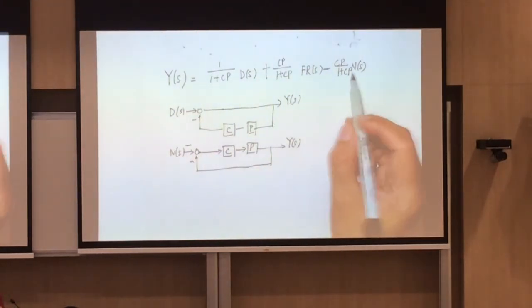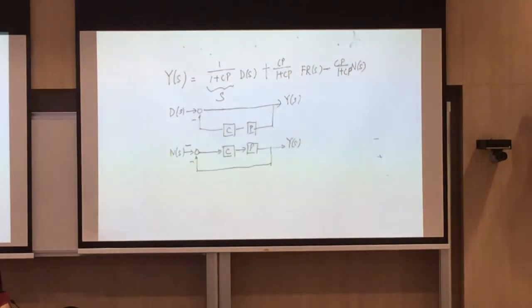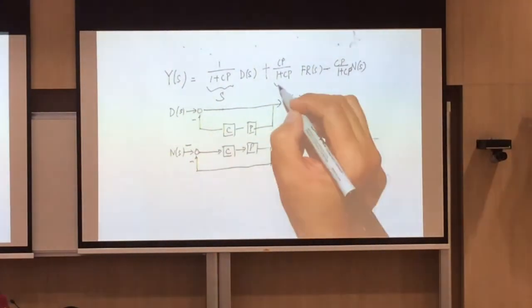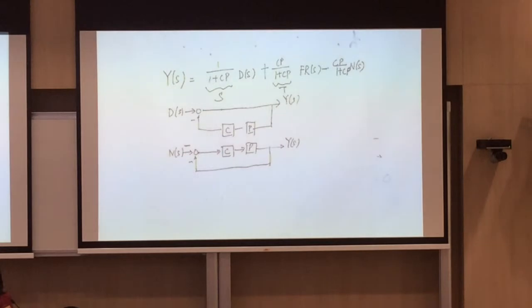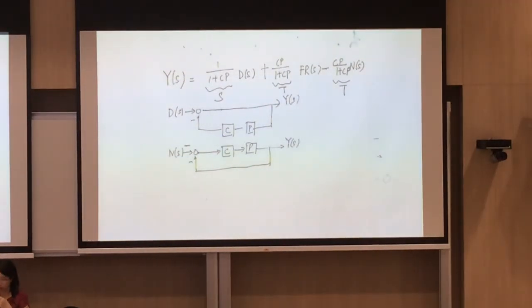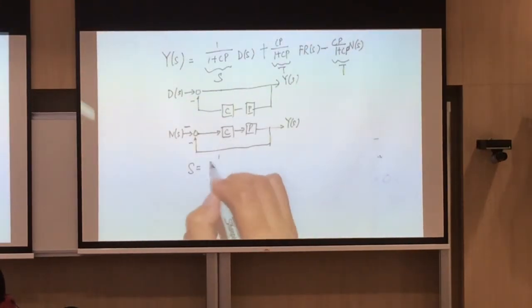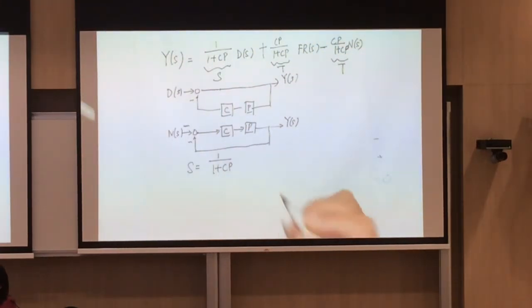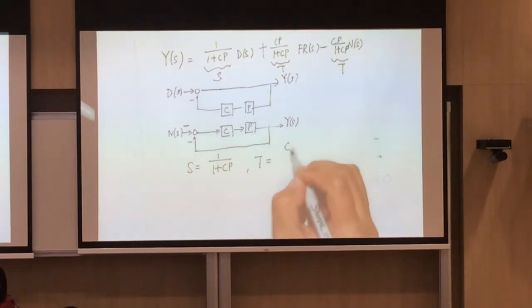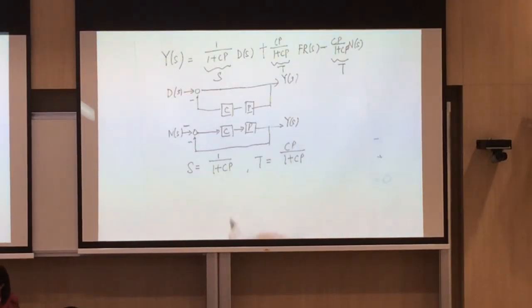I will say that this is S, the sensitivity function. This is T, the complementary sensitivity function. This is also T. So S is 1 over 1 plus CP. T is CP over 1 plus CP. And by nature, you know that S plus T is 1.